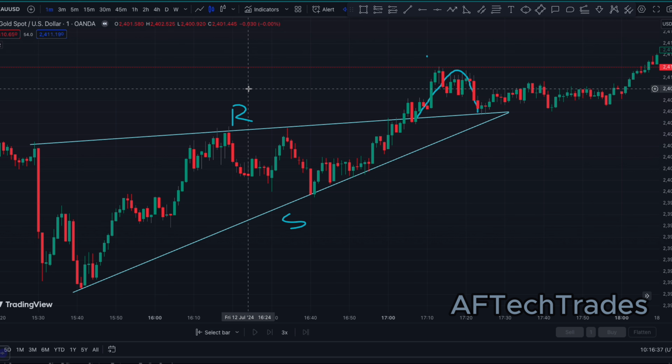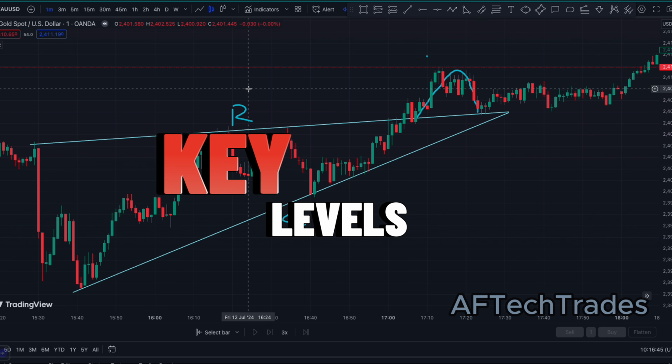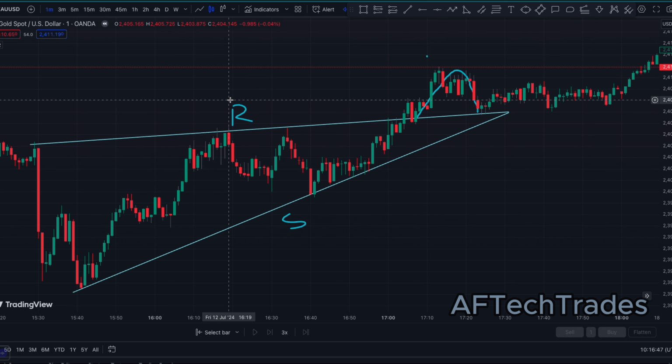Another strategy you can also use to back this up is to plot out your key levels, which are your psychological price levels, right? I'm sure you know how to plot this out. Just in case you don't know, you can check our videos. I've done a video on that, so you can just check it out.